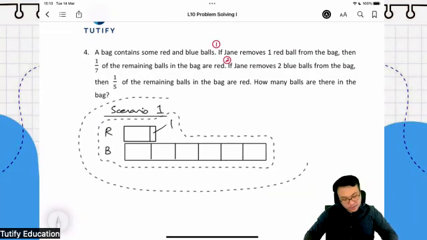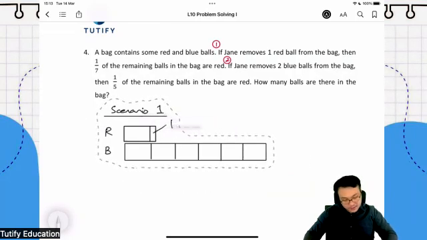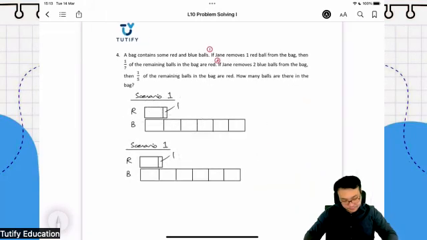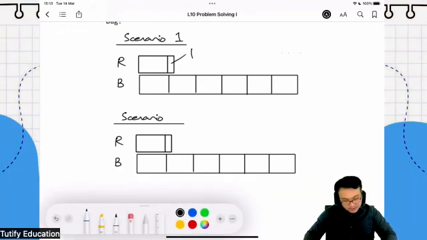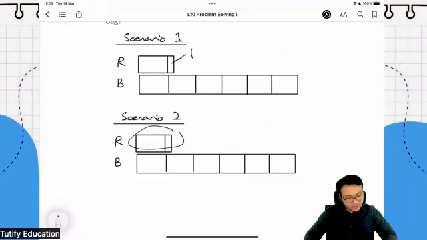For this scenario 1, let's duplicate this. It's going to be scenario 2. The reason why I'm duplicating is because the length of the model is the same. There's the same number of red balls and the same number of blue balls. So the length of the model should not change, okay?